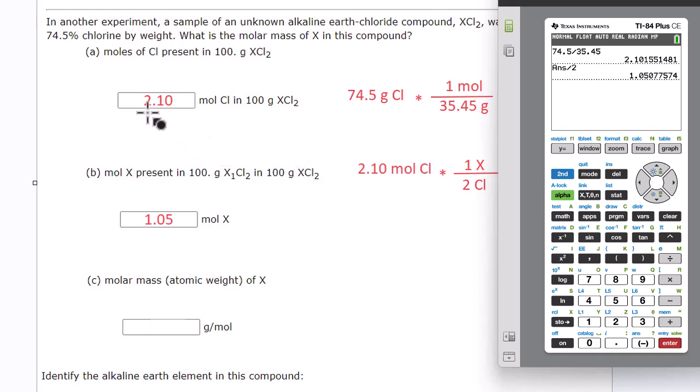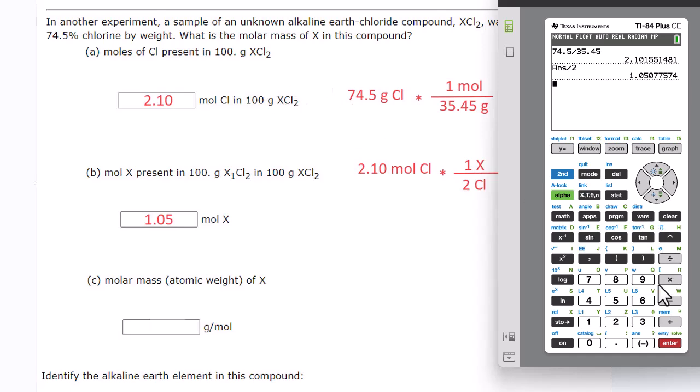We've got 2 moles of Cl and 1 mole of X. And that's a reasonable answer. But what about this question? What's the atomic mass, or atomic molar mass, or atomic weight of X? Well, the unit for atomic mass is grams per mole. Well, you've got the moles. The question is, what are the grams? Well, that information is really given here.